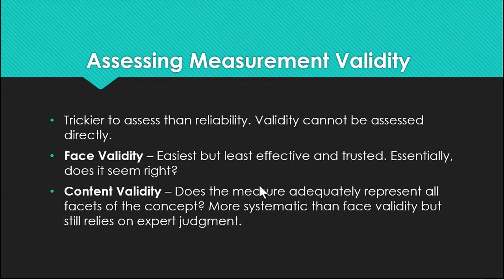Does the measure or indicators we have adequately represent all facets or aspects of the concept we want to measure? In this case, we might go through and say, okay, we've come up with this definition for our concept, we've come up with these 5 aspects for that concept, and we indeed have an indicator for each of those aspects. Seems right. So it's a little bit more systematic than face validity, but still relies on our expert judgment.